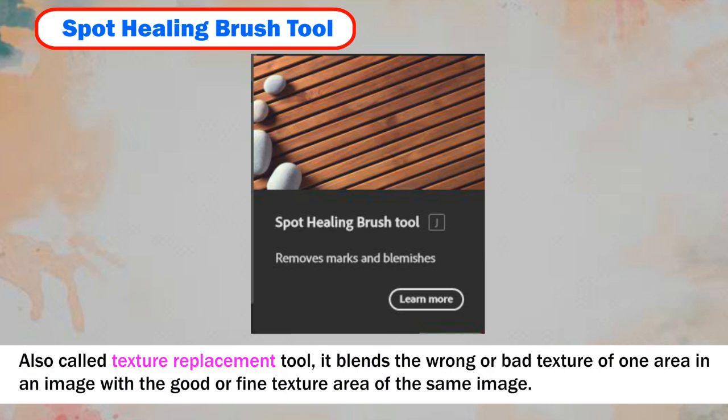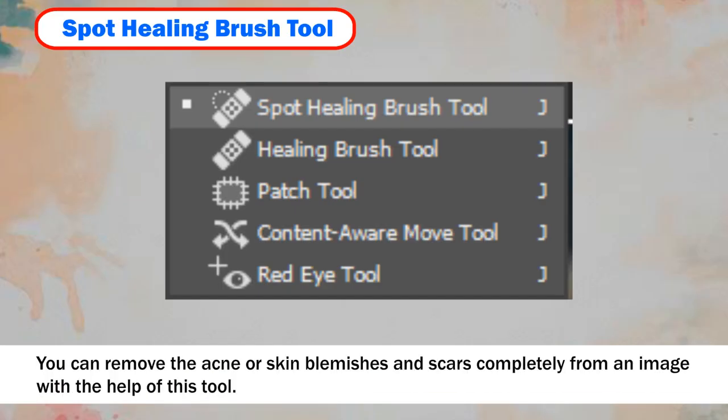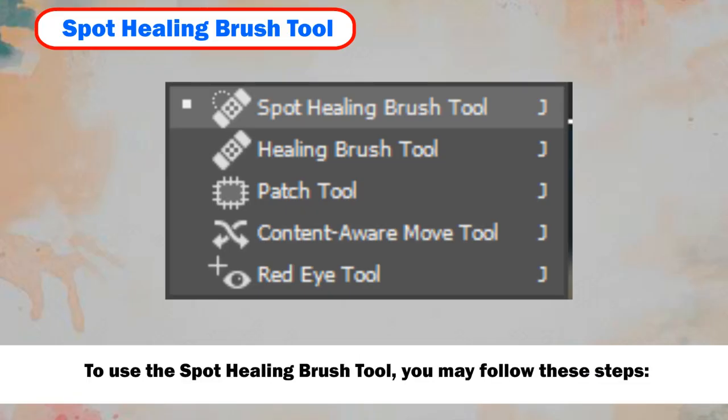Also called Texture Replacement Tool, it blends the wrong or bad texture of one area in an image with the good or fine texture area of the same image. The result of the spot removal may vary depending on the complexity of the image. You can remove the acne or skin blemishes and scars completely from an image with the help of this tool. To use the Spot Healing Brush tool, you may follow these steps.